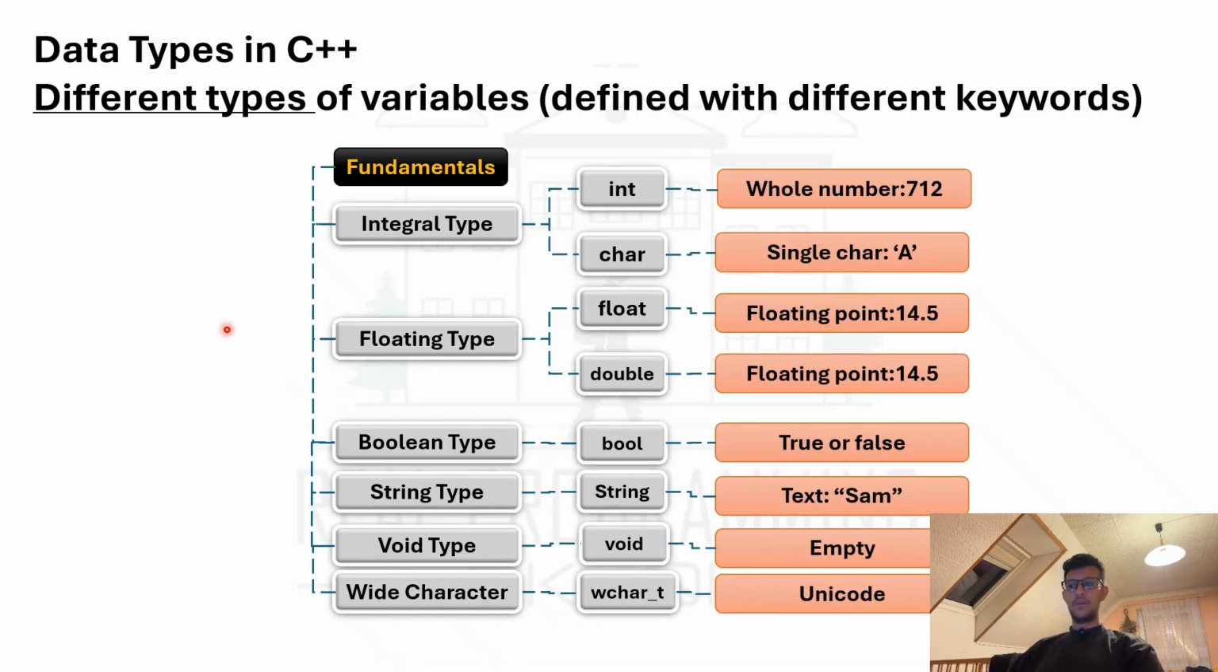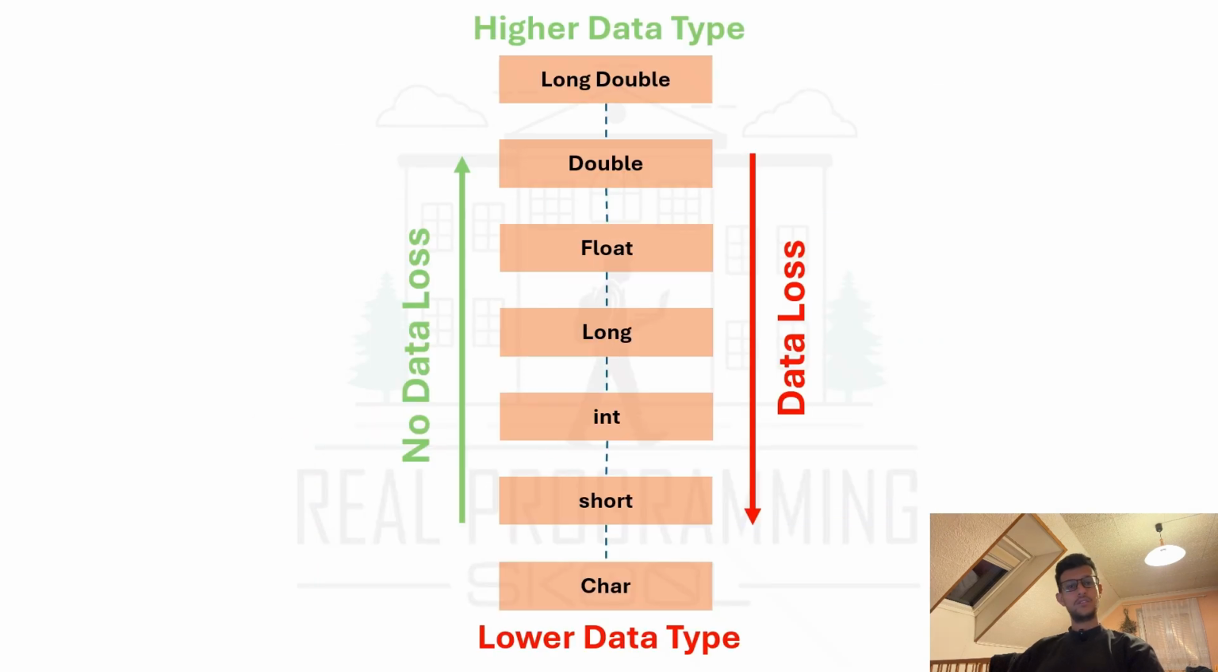All right, what kinds of data types can we convert between? This is the list of fundamental data types: integer, char, float, double, bool, and string. First, let us see what happens when we convert from one data type to another. When we convert from a higher data type to a lower data type, we will lose data, as you see here: long double, double, float, long integer.